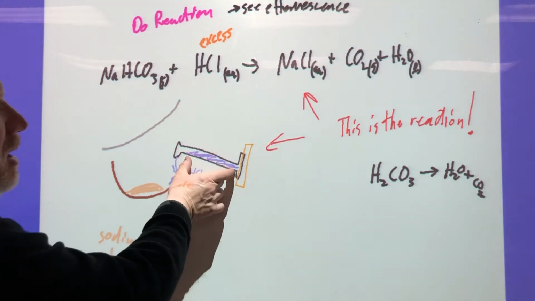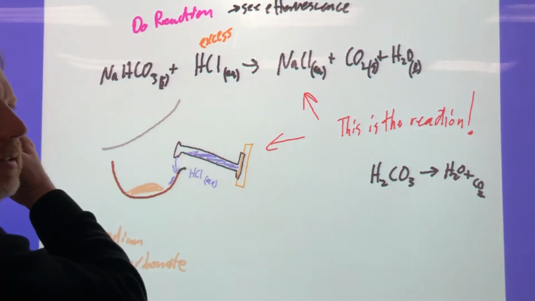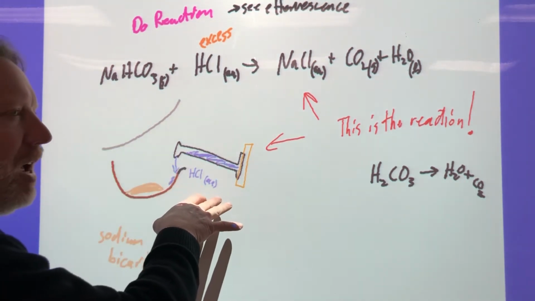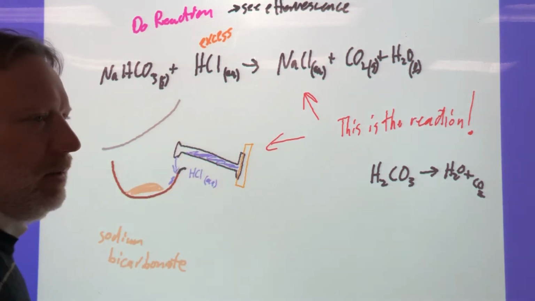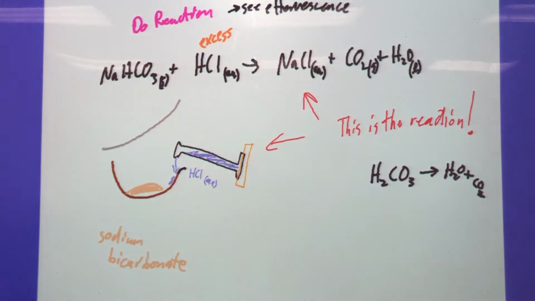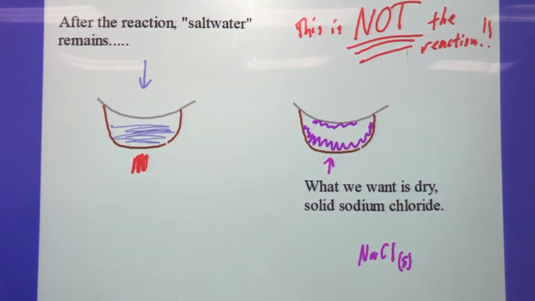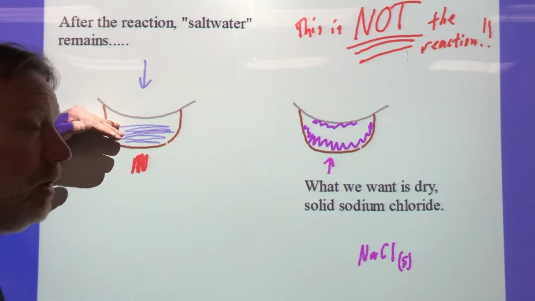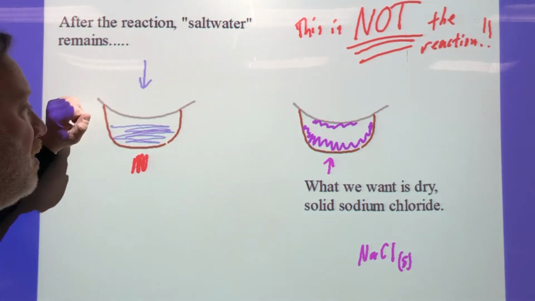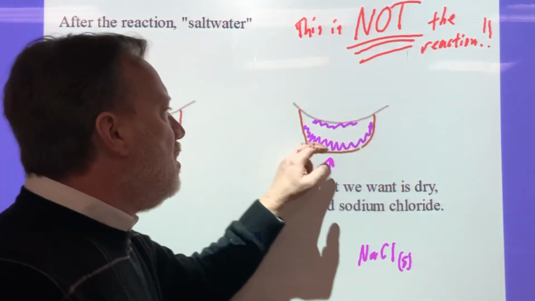You're going to get about 10 milliliters of this acid. It doesn't matter precisely how much you have. It's the excess. So we'll put about 10 in there. If it's not enough to get done, I'll check it. I'll juice it up with a little more concentrated. But that's the reaction. This is not the reaction. Once you have salt water in here, we have to evaporate the water off so you get salt.